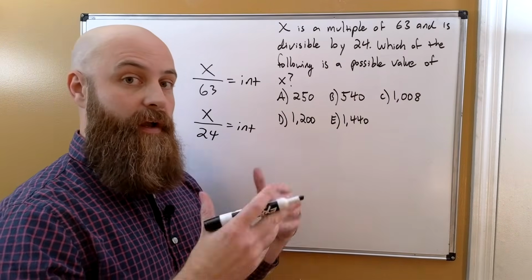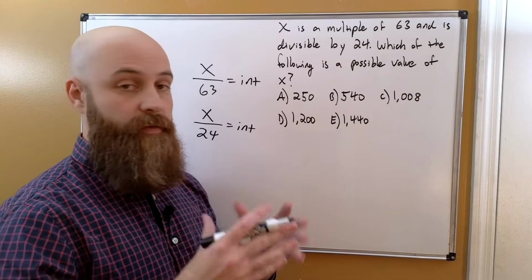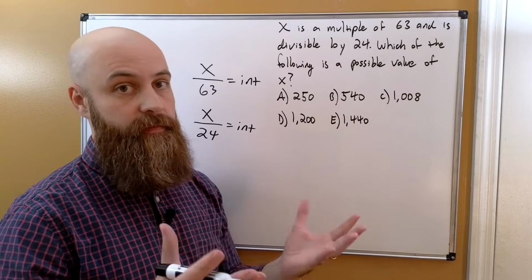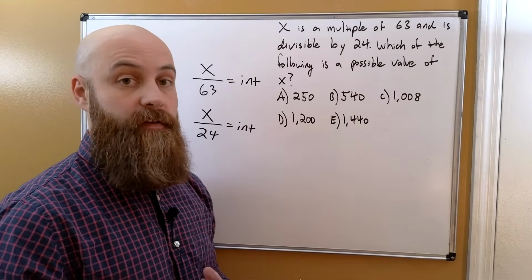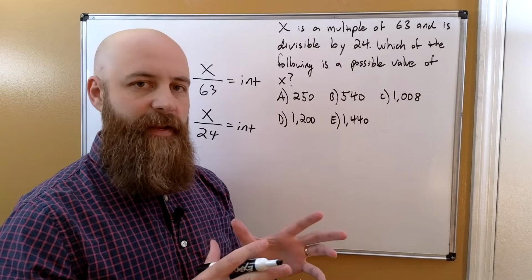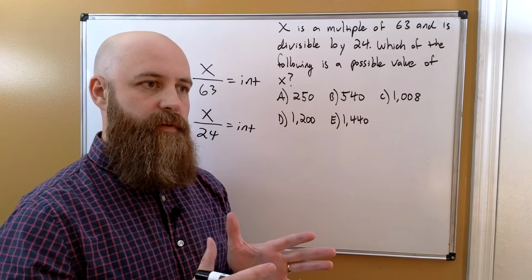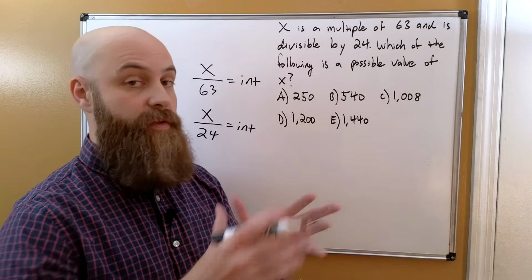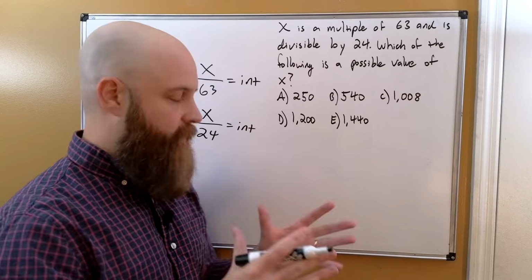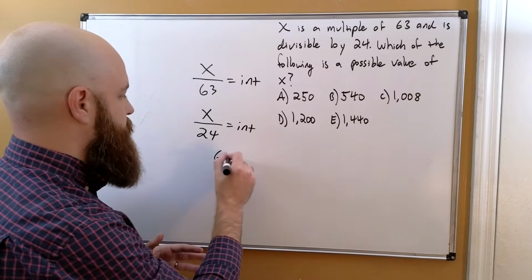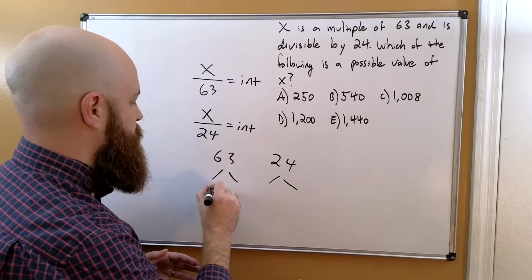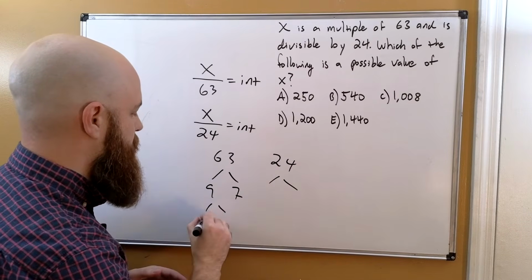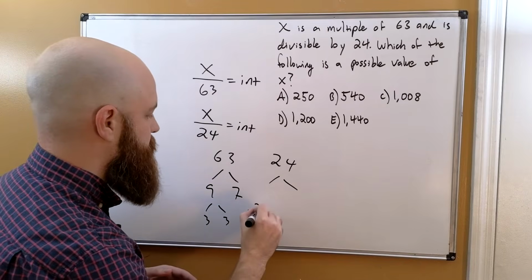So, okay, a multiple of 63 and 24. Well, I suppose a good place to start would be to find the LCM, least common multiple, of 63 and 24. And maybe that's going to be the answer. But even if it's not, if I know the least common multiple of two numbers, then I can use that to find all the other multiples of those two numbers. So let's start with that. 63 and 24, I want to break these down into their prime factors. And then I can use their prime factors to get the least common multiple.